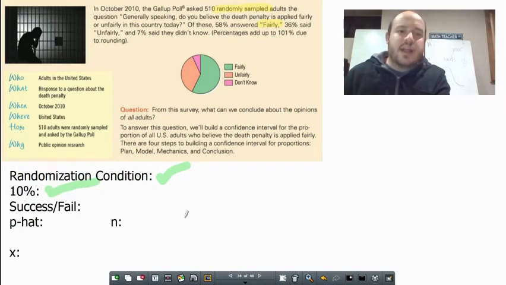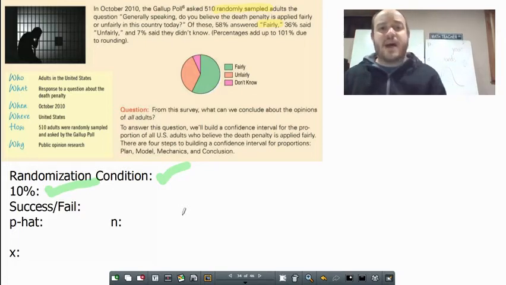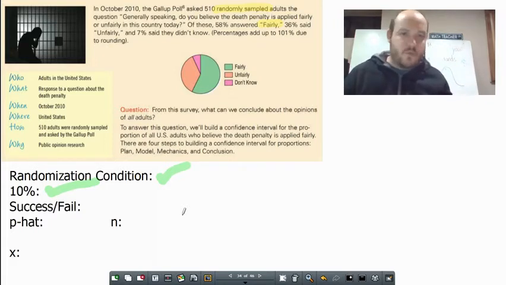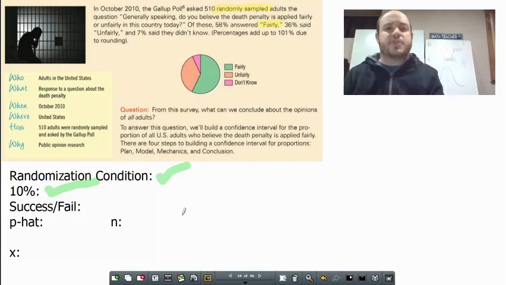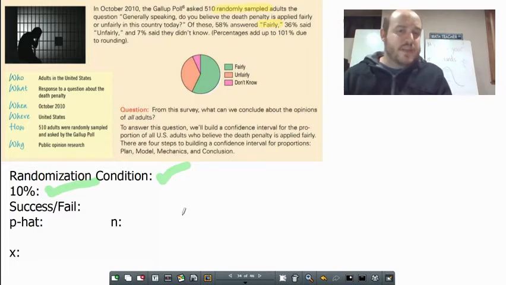Last one, the success fail condition says that if we multiply 510 by 0.58, and if we multiply 510 by 0.42, the two of those should give us answers that are larger than 10. Now, to be honest, 510 times 58% and 510 times 42% is obviously going to be larger than 10 because you're talking in the hundreds. But just to give you guys a little peace of mind, I'll go ahead and plug it in.